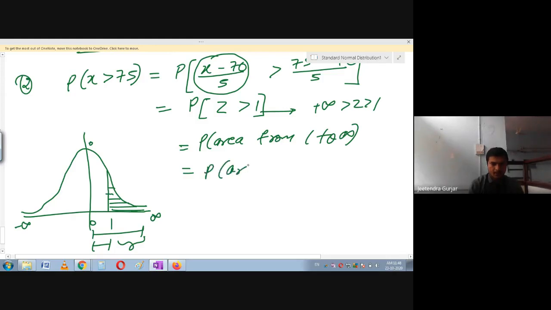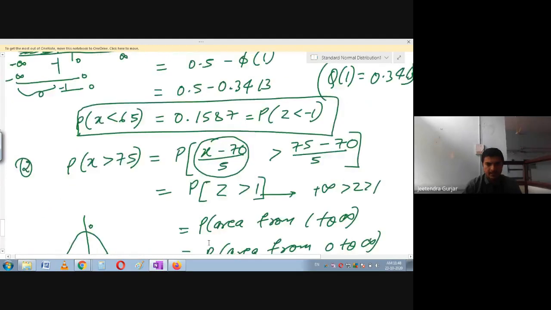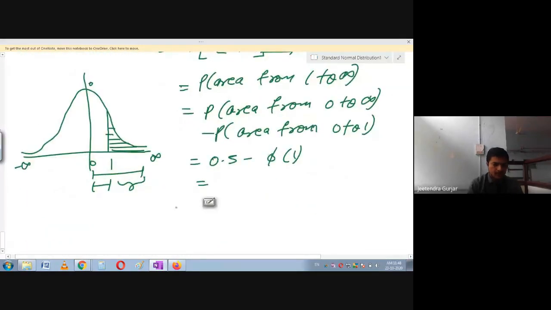It is the probability of area from 0 to infinity minus the probability of area from 0 to 1. I think you can calculate this easily. Please try yourself. So what is this probability of area? 0 to infinity is 0.5, minus this is phi of 1, student. I think you have already calculated phi of 1, it is nothing but 0.3413. So I think you are going to substitute like this. It is 0.5 minus 0.3413. If you simplify, you are going to get the same.